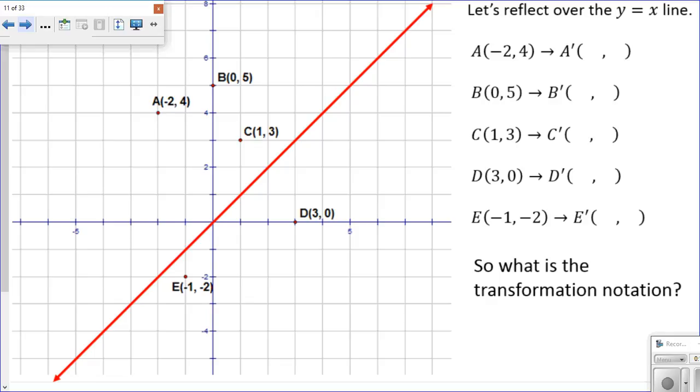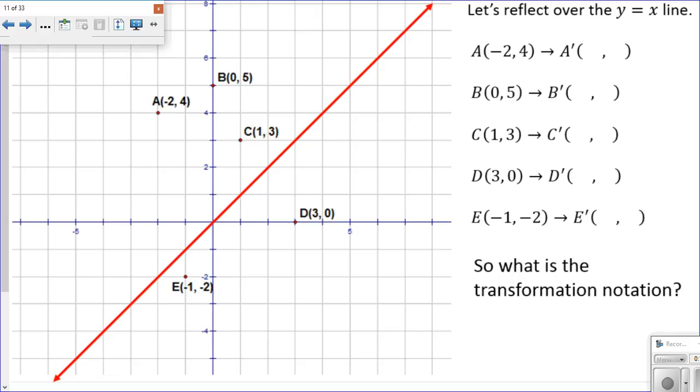Okay, so this one we are reflecting over the y equals x line, which is this red line I have. And y equals x means the points that are on this are (1, 1), (2, 2), (3, 3), (4, 4), (-1, -1), (-2, -2), etc., because the x and y values are the same. Now, since this is a diagonal line, we are going to count diagonally.